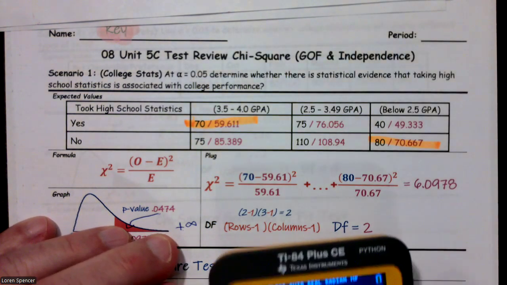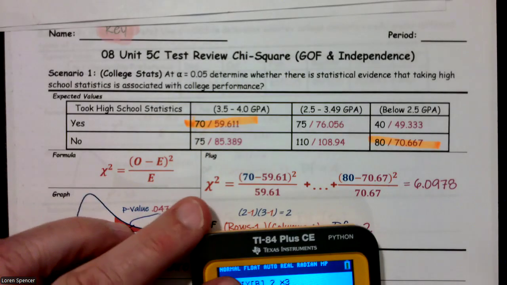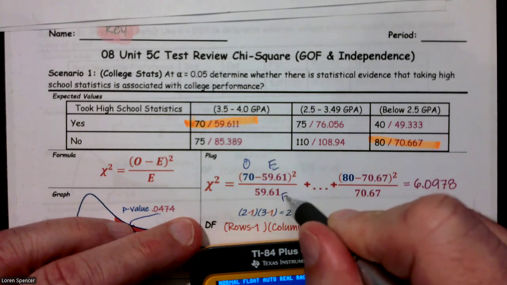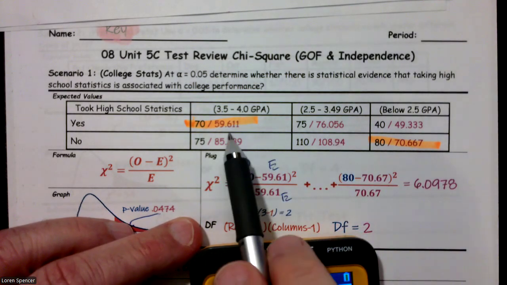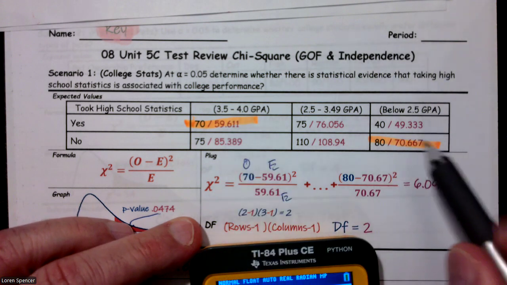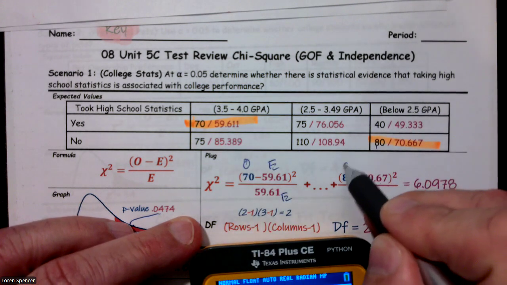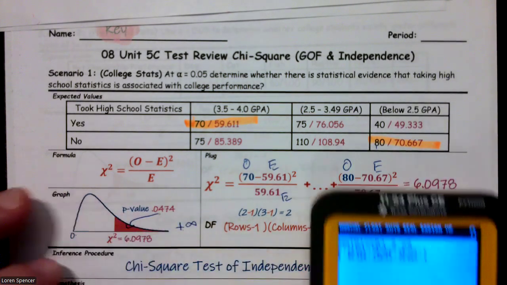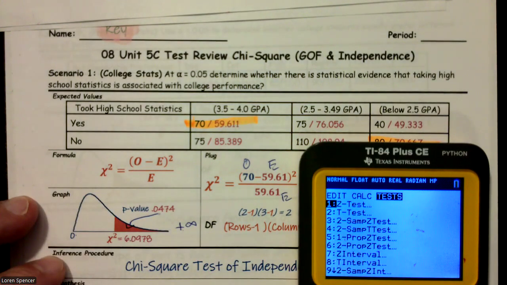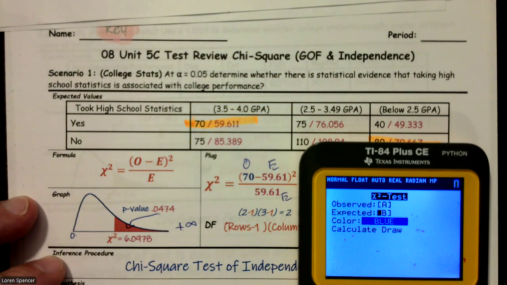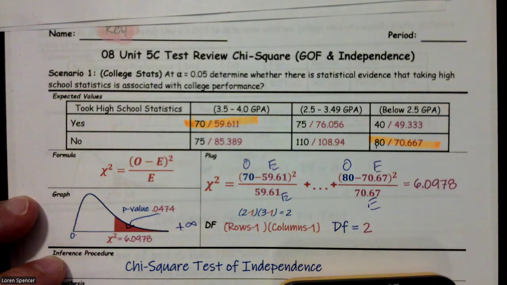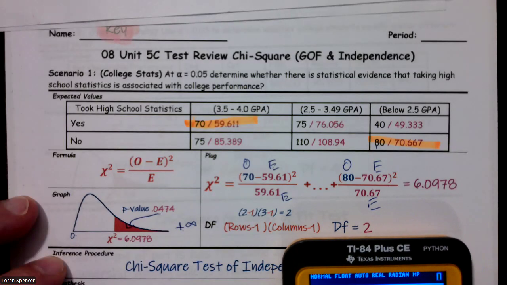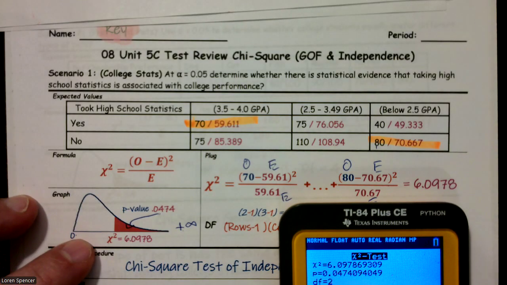So our plug is going to be 70, which is our observed value, minus our expected value over our expected value. So 70 minus the 59.611. And then over here, we have our observed of 80, our expected of 70.67 over our expected. And when we ran the test, we went stat, test, chi-squared test, and we ended up getting 6.0978. And we also had our p-value of 0.0474.